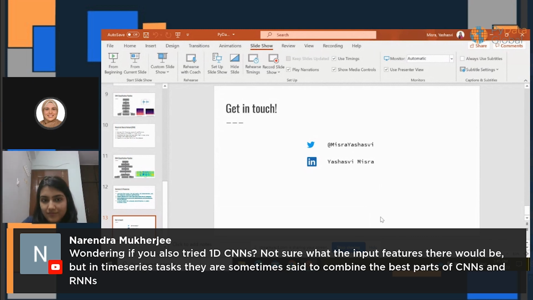Narendra is wondering if you also tried 1D CNNs. Not sure what the input features there would be, but in time series tasks, they are sometimes said to combine the best parts of CNNs and RNNs. Okay, yeah. So this was something that we are still exploring, because initially we were only exploring the deep learning areas, and we came to know the CNN and the RNN model have different ways of going in this space. So we basically went diving deeper into how exactly only CNN solves the problem, and then the RNN.